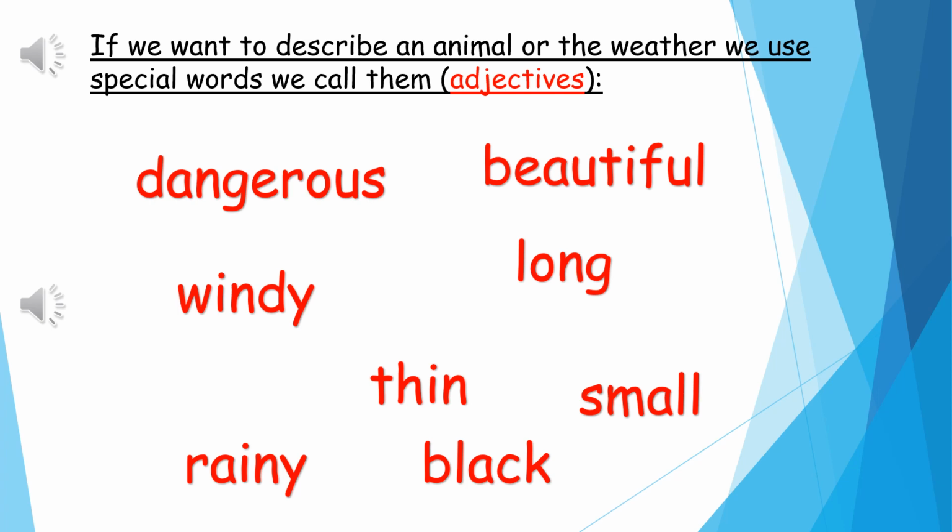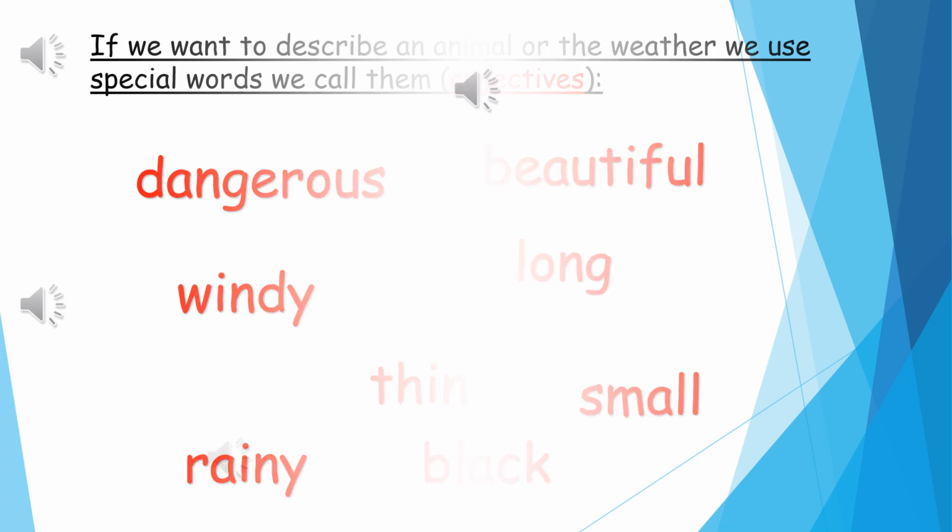Adjectives can be colors, shapes, sizes, like the words we have here: dangerous, windy, beautiful, long, thin, rainy, black, small. Can you think of other adjective words? Make a list of them. Use them. Read and practice.